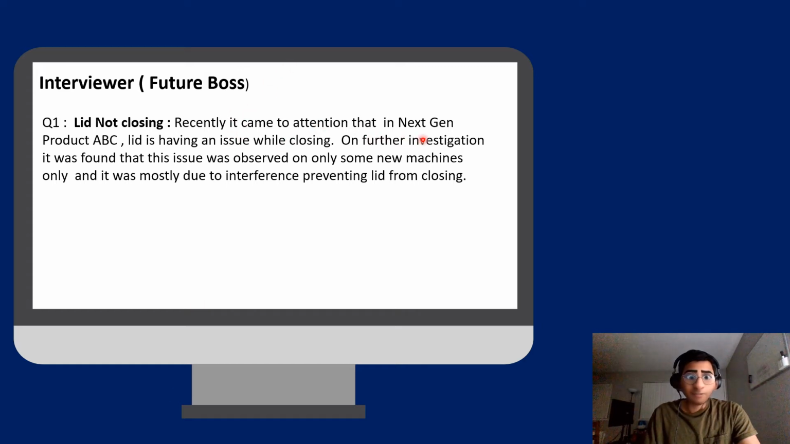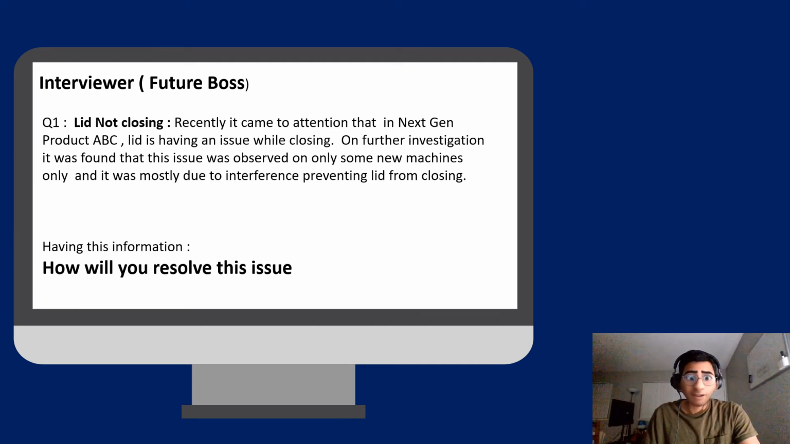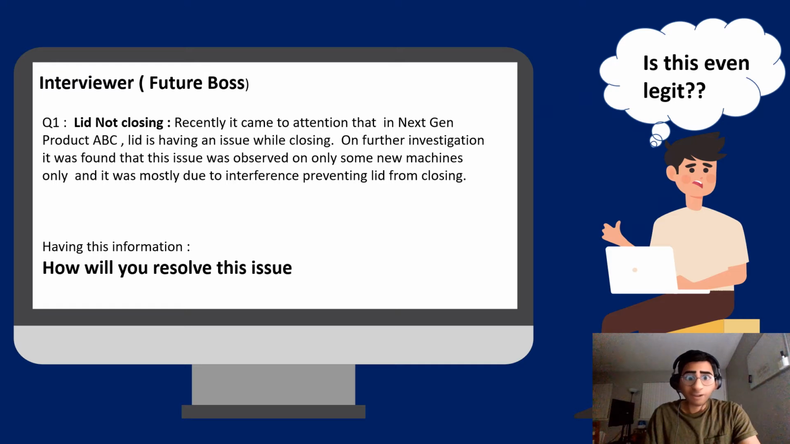Recently it came to attention that in a next generation product, hypothetical product ABC, the lid is not closing. On further investigation, it was found that this issue is only present in some of the machines, and mostly it's due to the interference which is preventing the lid from closing. The key question is how do you resolve the issue? And let's look at this problem. How does it look?